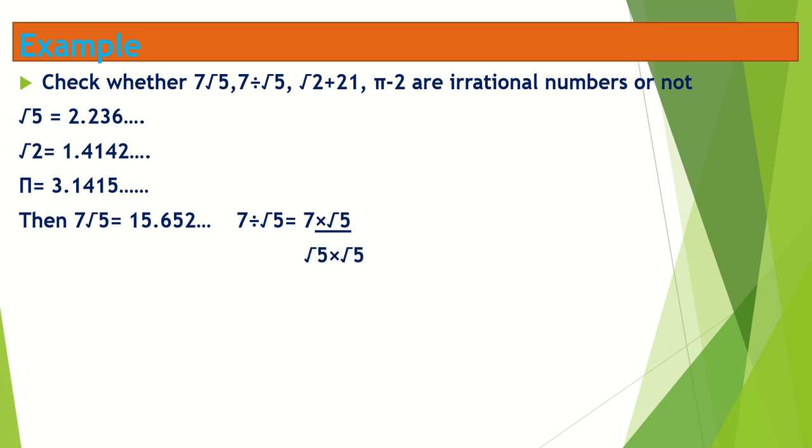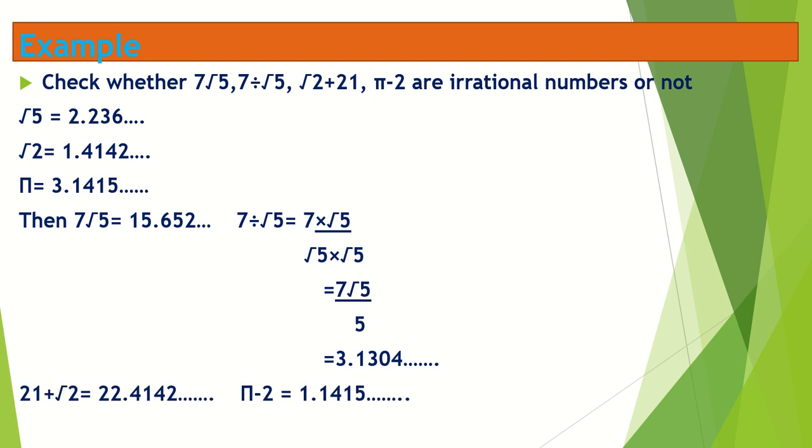7 by root 5. So we have to rationalize the denominator. That means you have to multiply both the numerator and denominator by root 5. So 7 into root 5 divided by root 5 into root 5. By simplifying, we will get 7 root 5 divided by 5. How do we get 5? Root 5 into root 5 is root 25. The square root of 25 is 5. Again by simplifying, we will get the answer 3.1304 and so on.